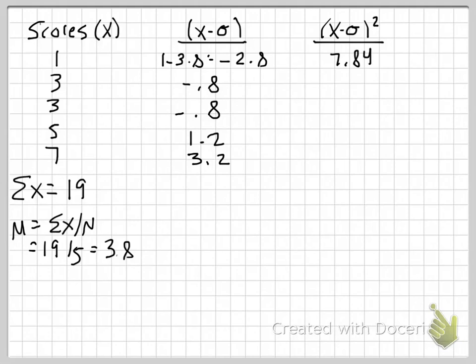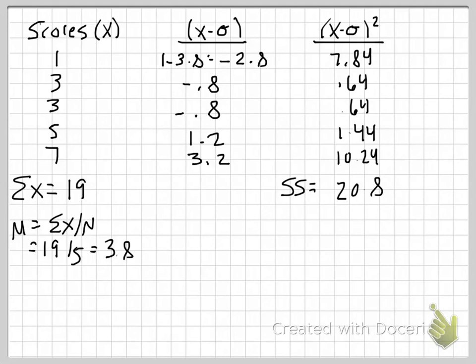Negative 0.8 squared is 0.64. That twice. 1.2 squared is 1.44. And then 3.2 squared is 10.24. Okay. So the sum of the squared deviations, if we add these up, is 20.8. Okay, so that's the definitional formula.